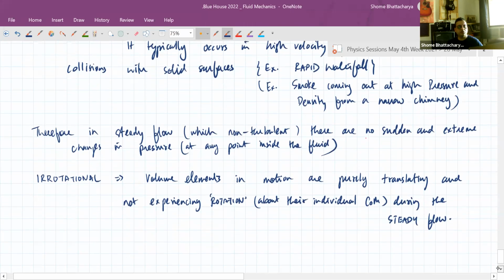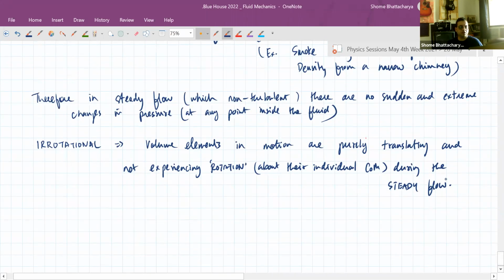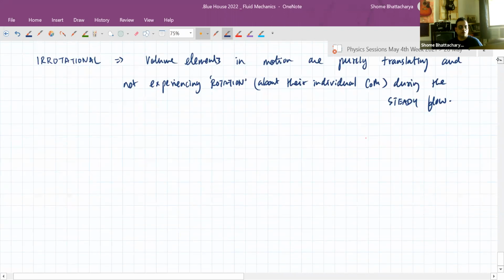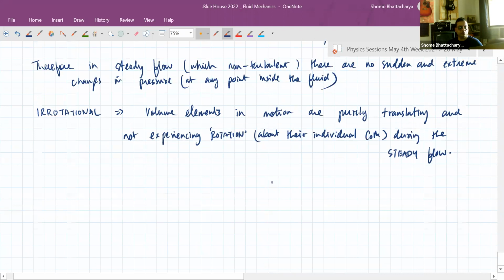Okay, so when we put together these two properties, the non-turbulence and the irrotational nature of the motion, we also see a very important property of steady flow, which suggests why it is also alternately called streamline motion.